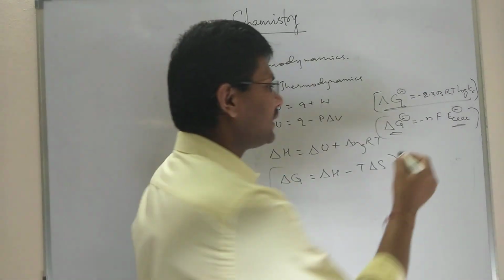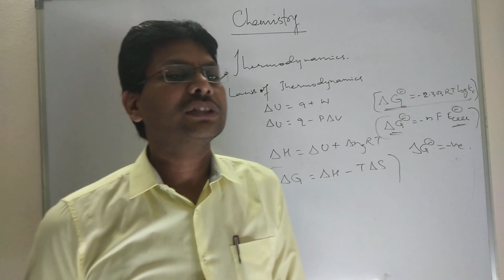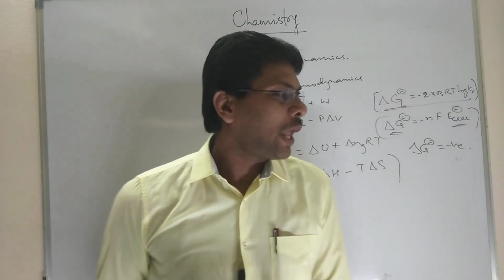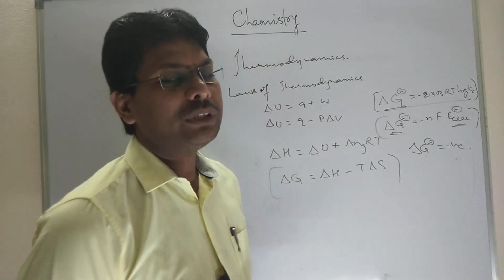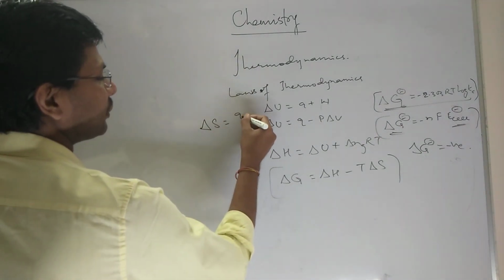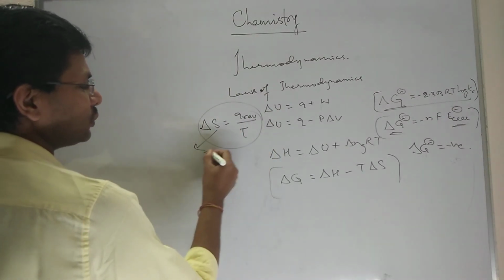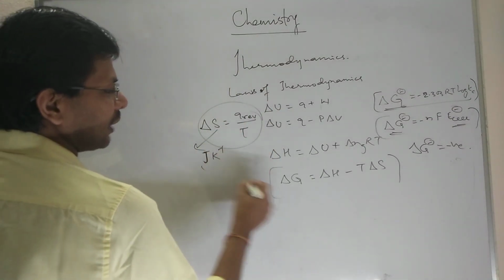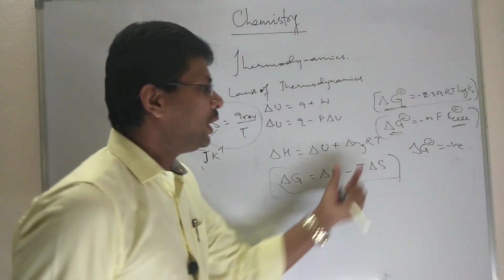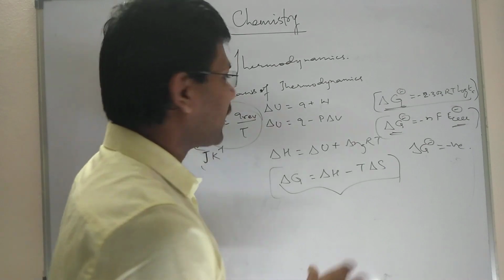For a spontaneous reaction the Gibbs energy value is negative, for a non-spontaneous reaction the Gibbs energy value is positive, and at equilibrium the Gibbs energy value is 0. They can ask you about entropy. Entropy is Q reversible by temperature. What is the entropy unit? Joule per Kelvin, never kilojoule per Kelvin. Whenever this type of question is given, make sure you use the perfect unit to solve the question.